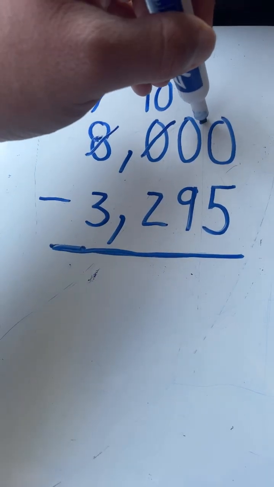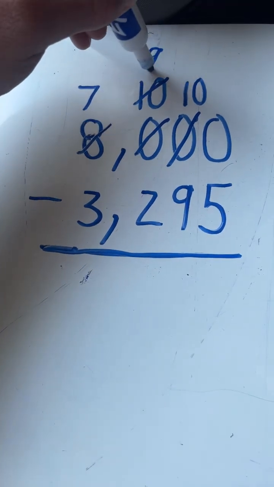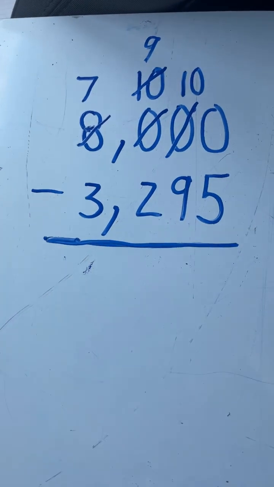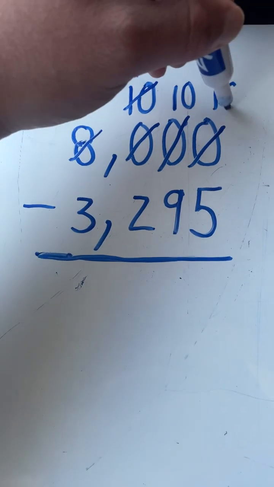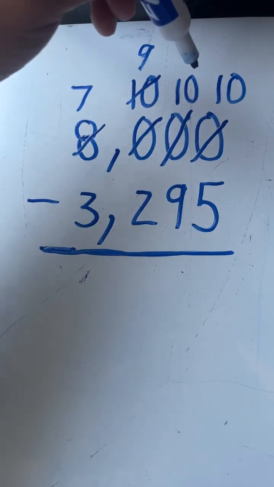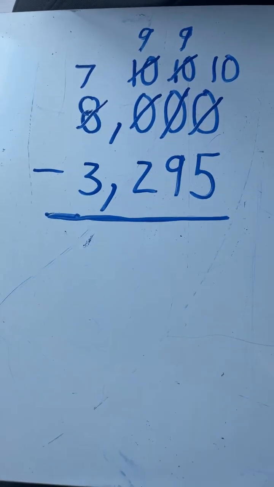Then going into the tens place. 0 becomes a 10, the 10 becomes a 9. Then in the ones place, again the 0 becomes a 10, and the 10 in the tens place becomes a 9. It's always add 10, take away 1, that's the pattern.